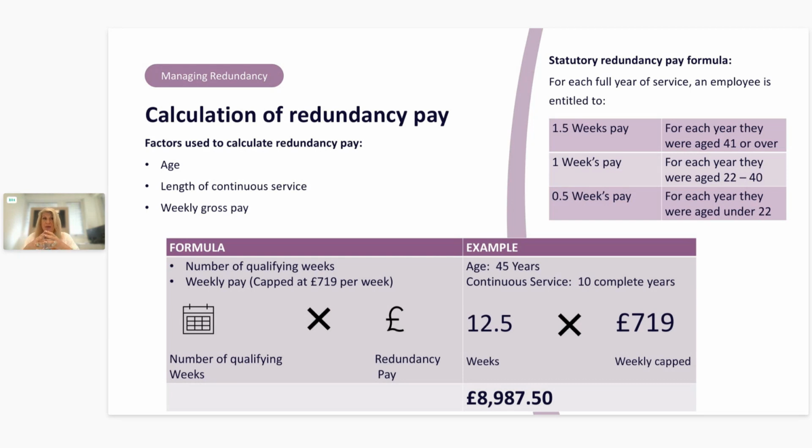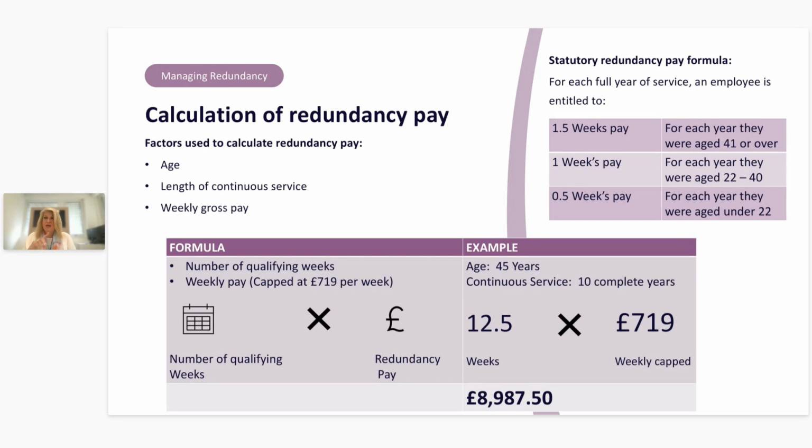And the maximum amount of statutory redundancy pay is also being capped, and that's at £21,570. So they can't get more than that. Statutory redundancy is capped at 20 years of service. So if anyone has worked for you for 26 years, you would only calculate their redundancy on the last 20 years.